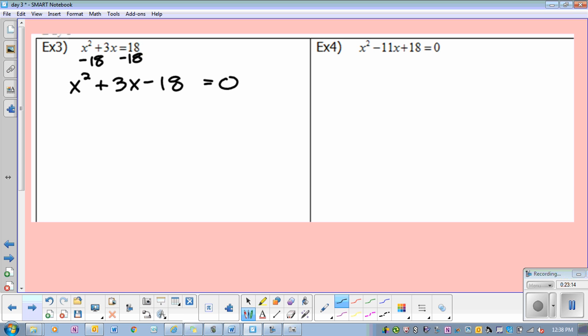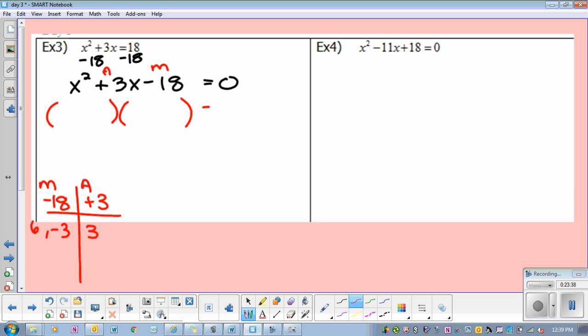Is there a GCF? No. What kind of factoring method do I need to use? T-chart. Two numbers that multiply to give me negative 18 and add to give me 3. 6 and negative 3. Good. Since this is just a plain old x squared, I can go straight into my double parentheses. x plus 6, x minus 3. Okay.